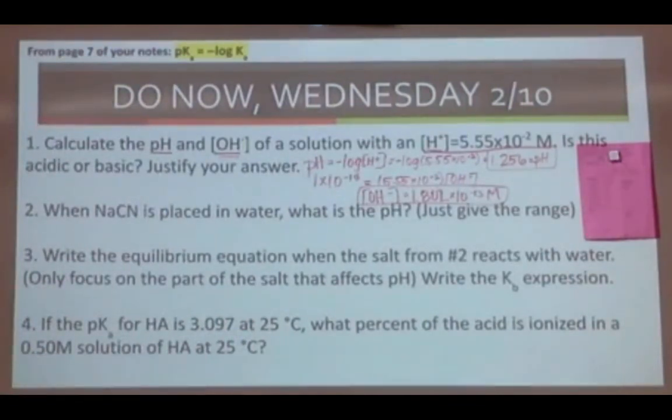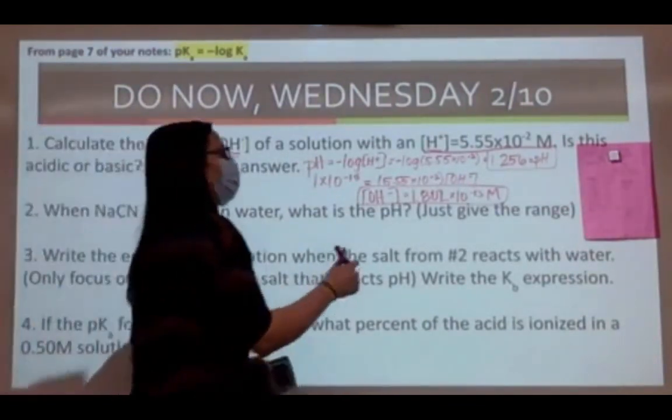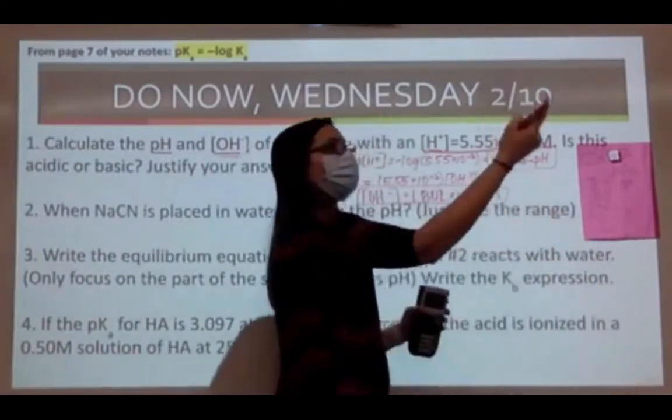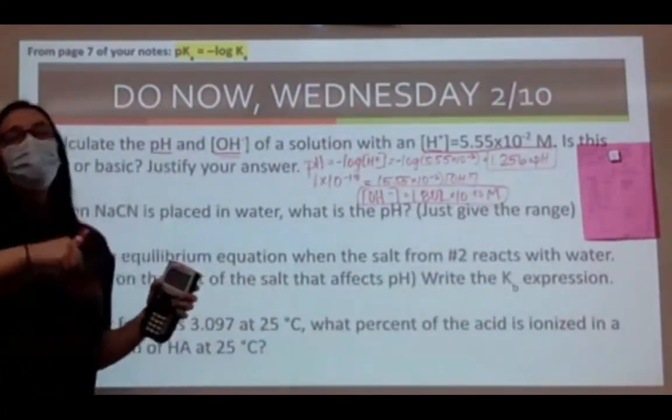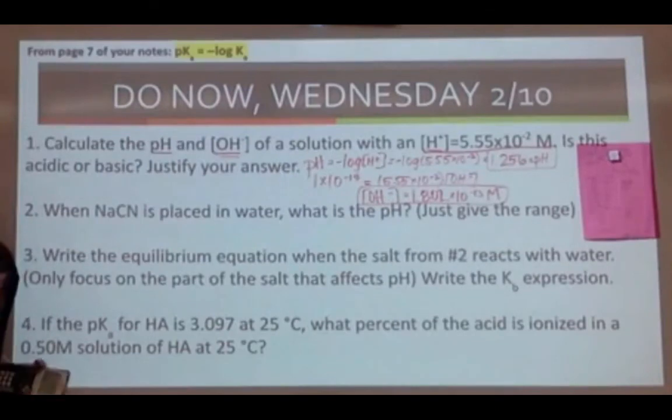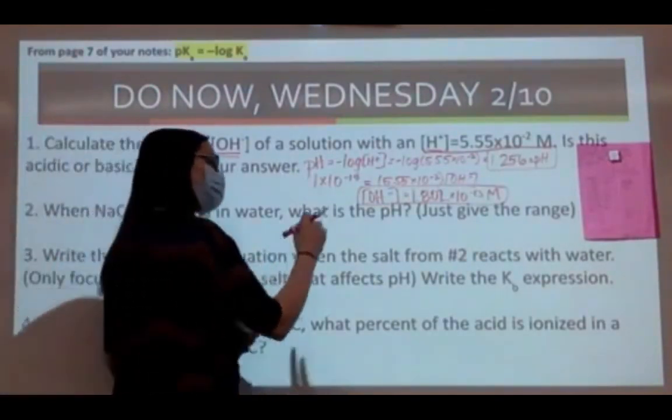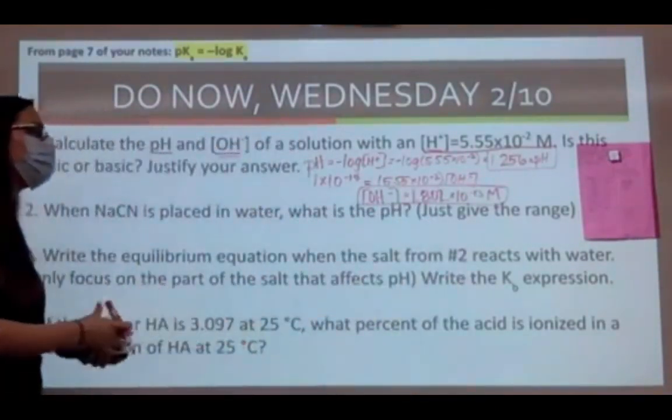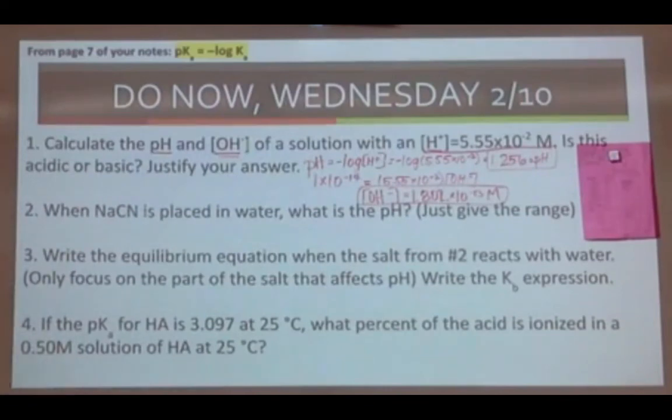Now, another way that you could have done this is you could have used the pH to find the pOH, and then use the inverse log to find OH minus. You would still get the same thing. Rounding might be a little bit different, but it should be close.